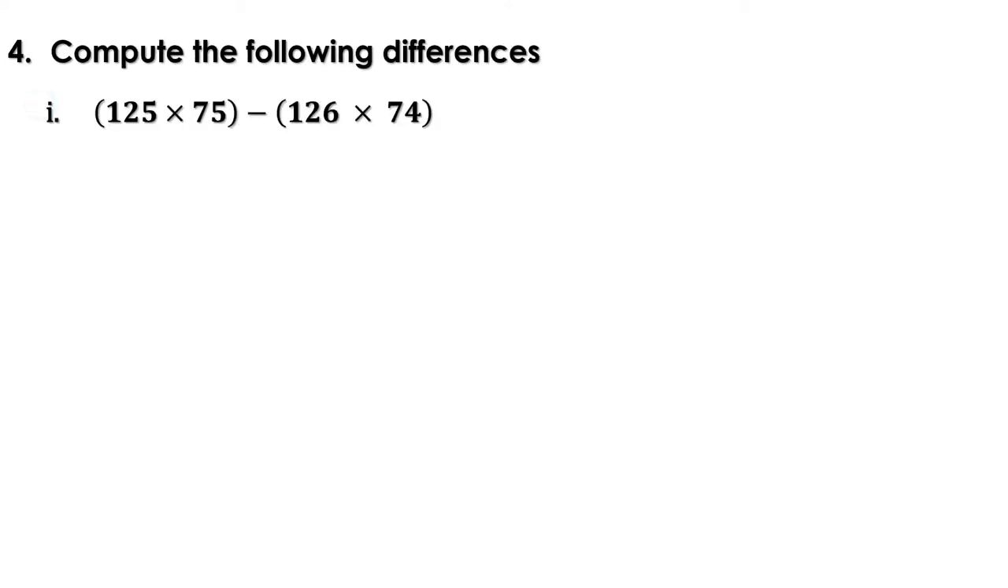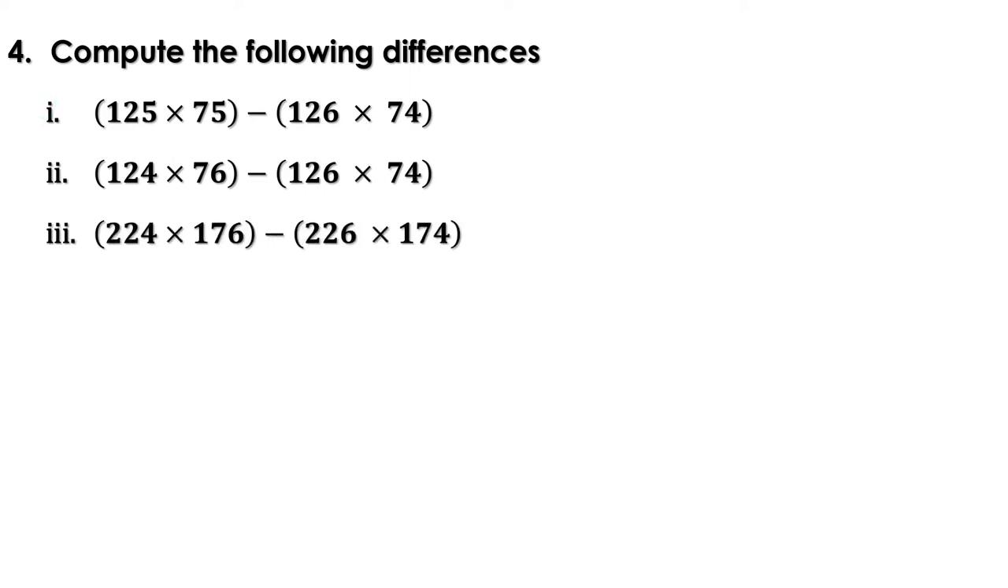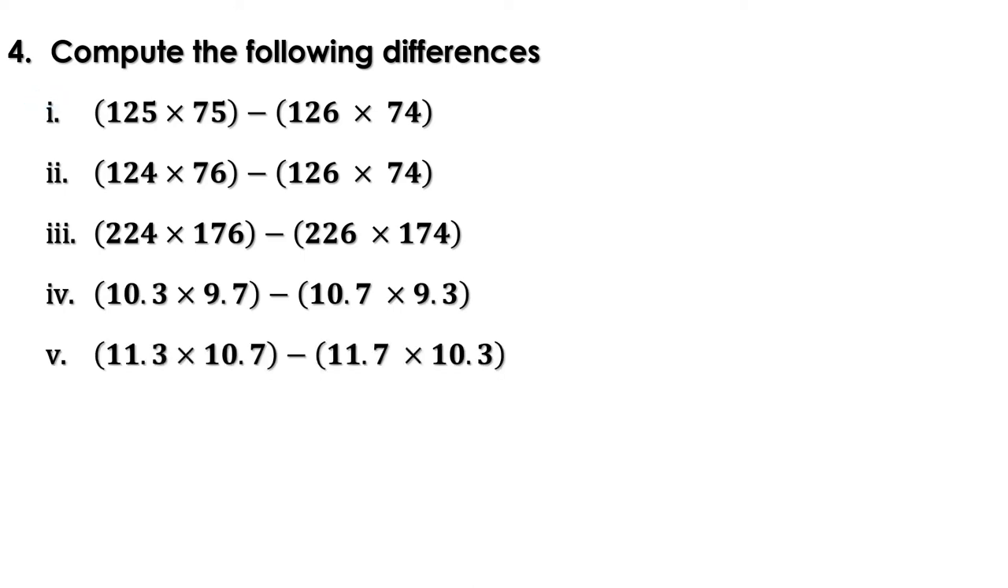Compute the following differences. 125 into 75 minus 126 into 74. 124 into 76 minus 126 into 74. 224 into 176 minus 226 into 174. 10.3 into 9.7 minus 10.7 into 9.3. 11.3 into 10.7 minus 11.7 into 10.3. Let us do one by one.